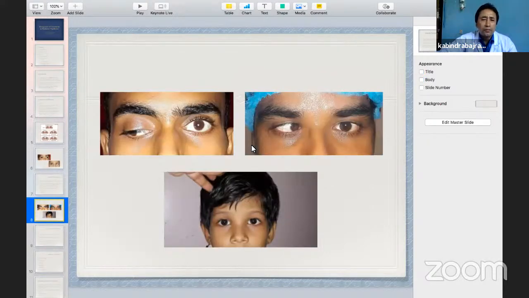So these are a few pictures of patients who visited Lumbini Eye Institute. The first picture is third nerve palsy. The second picture, left eye, sixth nerve palsy. And the third picture is left eye, superior oblique palsy.